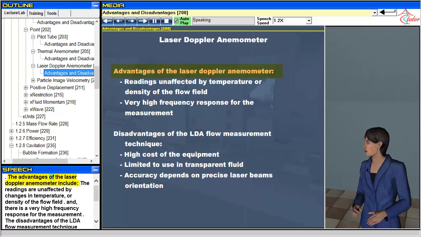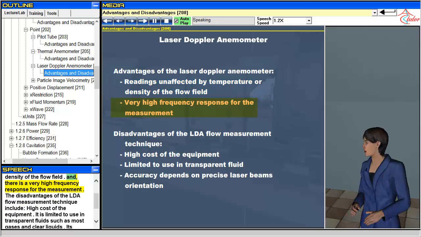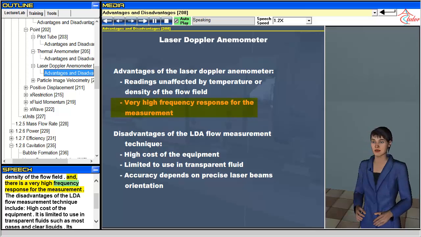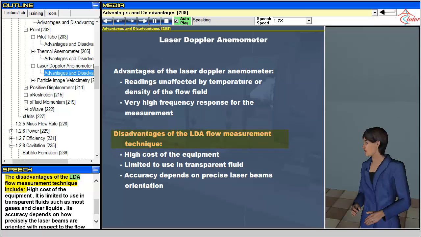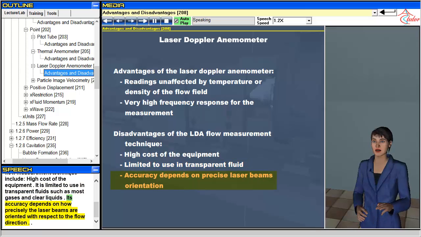The advantages of the laser Doppler anemometer include: the readings are unaffected by changes in temperature, or density of the flow field. And there is a very high frequency response for the measurement. The disadvantages of the LDA flow measurement technique include: high cost of the equipment. It is limited to use in transparent fluids such as most gases and clear liquids. Its accuracy depends on how precisely the laser beams are oriented with respect to the flow direction.